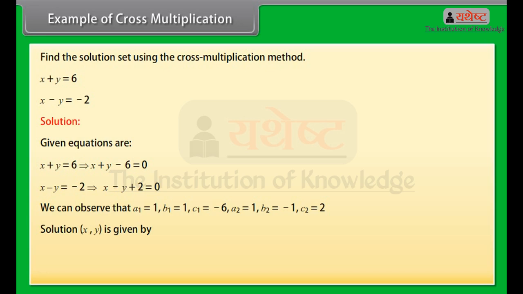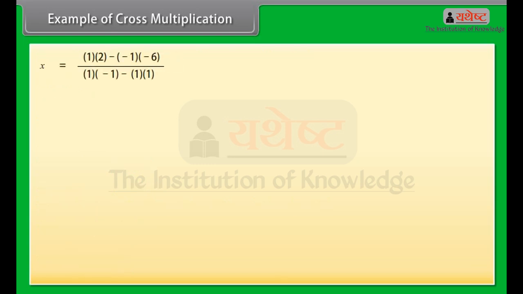The solution (x, y) is given by x is equal to (b1 c2 minus b2 c1) upon (a1 b2 minus a2 b1). Now by substituting the values we get x is equal to (1 into 2 minus minus 1 into minus 6) upon (1 into minus 1 minus 1 into 1). By calculating we get x is equal to 2.